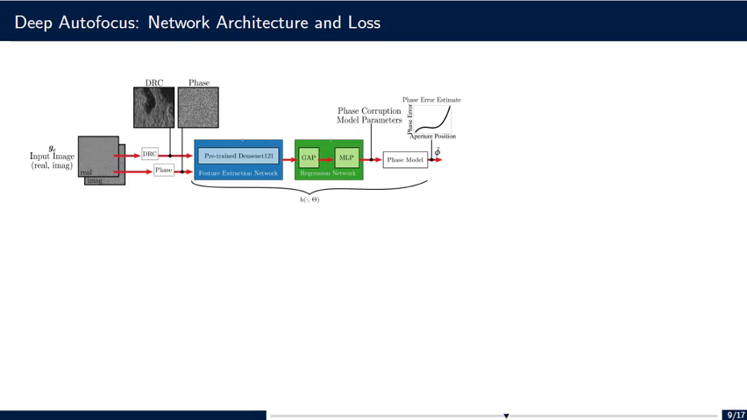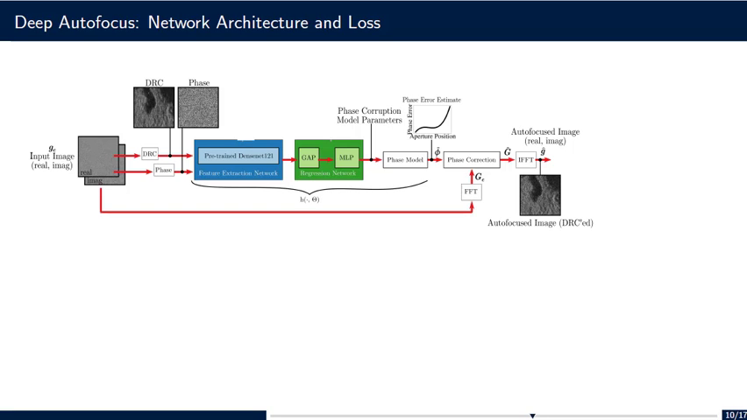Our phase error model is parametric and modeled by a 10-degree polynomial. So the output of the MLP are the coefficients of this polynomial. Those coefficients are fed to the phase model, which creates the phase error estimate to apply across the aperture. This is now our phi hat. Next, we apply the phase correction in the Fourier domain, which we can do in our deep network since the Fourier transform is differentiable. We then inverse Fourier transform to the spatial domain to arrive at our autofocused image.